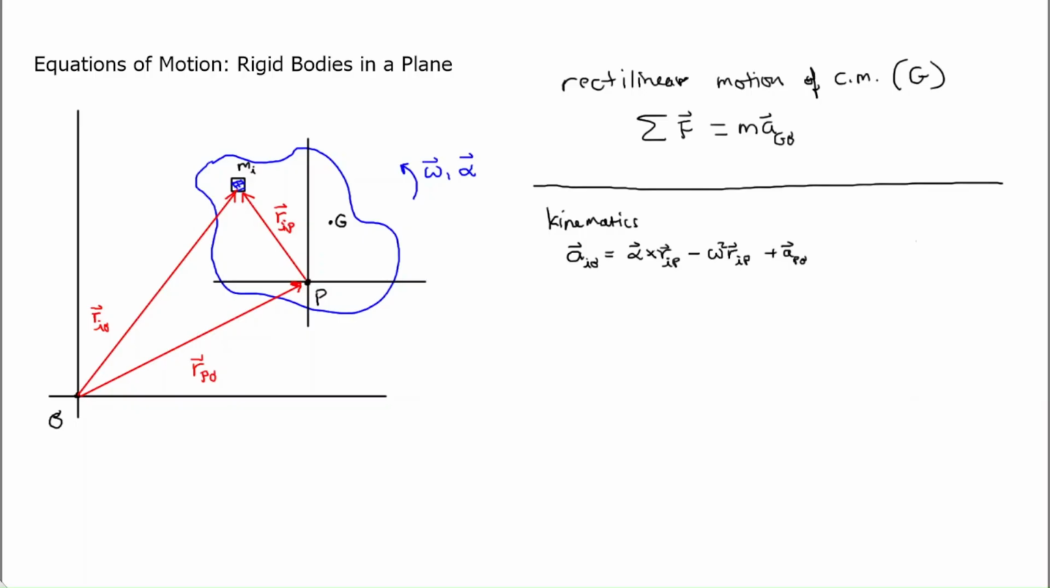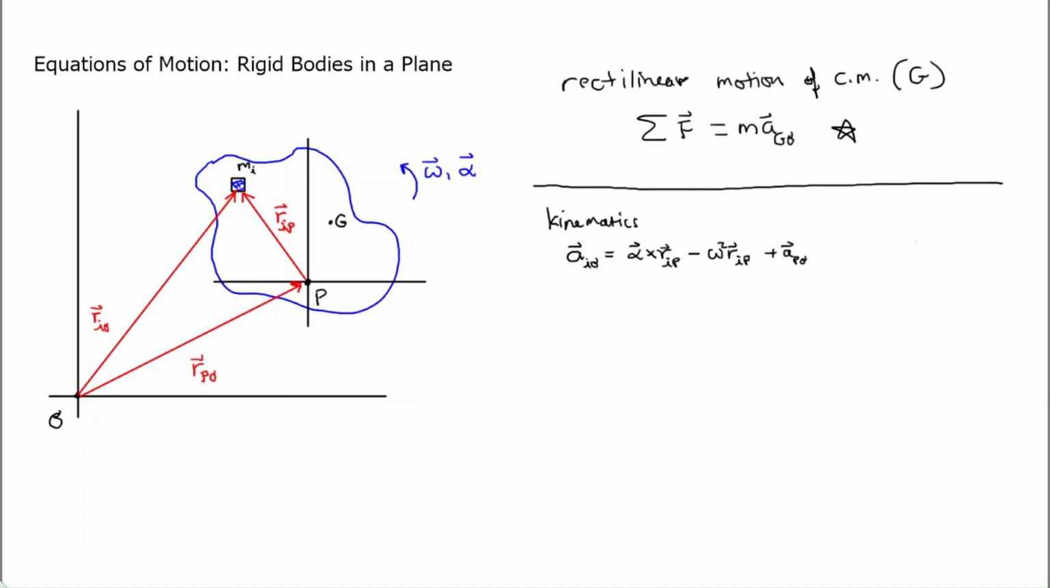Okay, here we're going to take a look at the equations of motion for rigid bodies in the plane. Before we jump into the big part, I want to remind you that for rectilinear motion, Newton's second law, net force equals ma, describes the motion of the object's center of mass, no matter what else is true. That is, the sum of forces equals m times the acceleration of the center of mass G with respect to some outside fixed origin O.